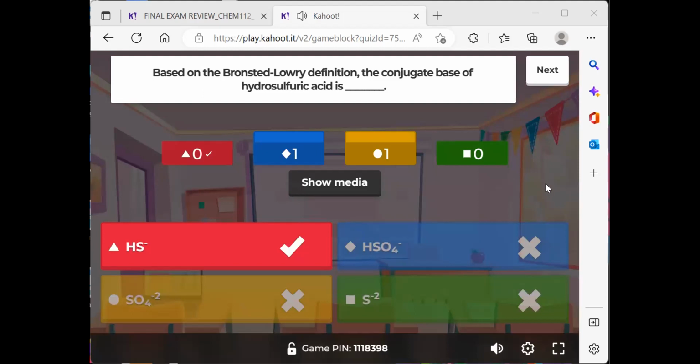The chemical formula for hydrosulfuric acid is H2S. So its conjugate base, as you can see, is the answer in red. Remember that hydrosulfuric acid is not the same thing as sulfuric acid. So remember those distinctions.